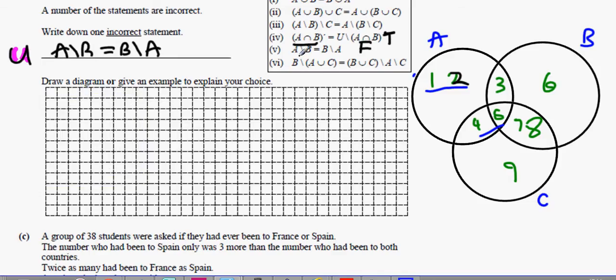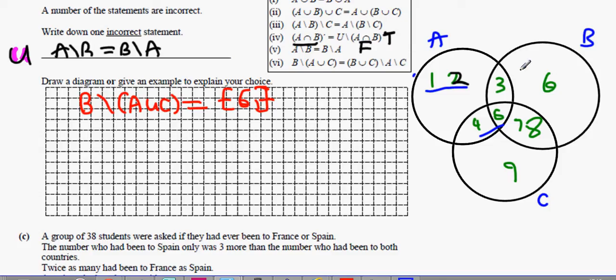Everything in B that's not in A union C. So A union C is this part here, covered in red. And everything in B that's not in A union C is the number 6. So what we can write down is simply the number 6. Everything in B that's not in A union C equals the number 6. Okay? And then finally, we have to do everything in B union C that's not in A, that's not in C.